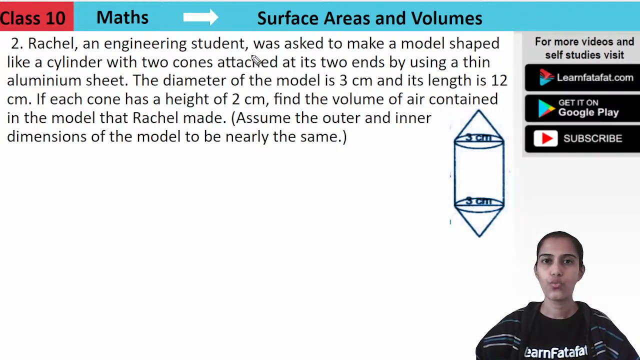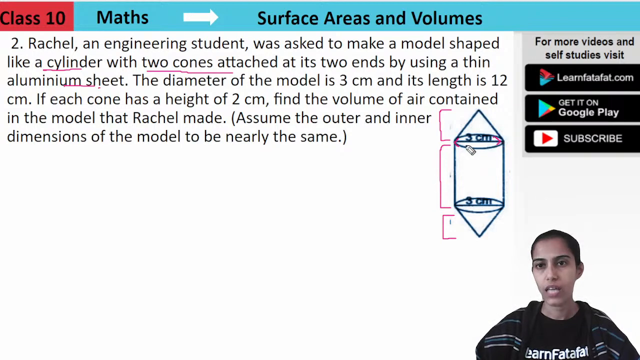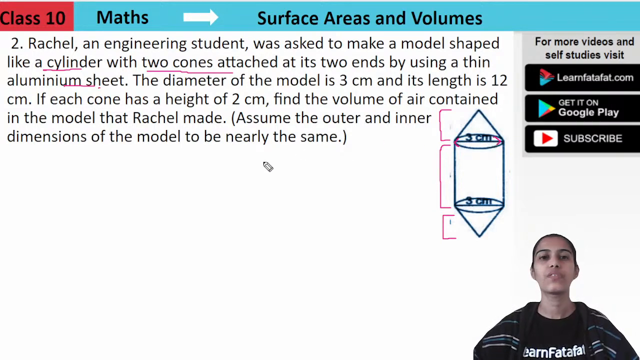ठीक है, so question में बोला है Rachel, an engineering student, was asked to make a model shaped like a cylinder with 2 cones attached at its 2 ends. So see, this part is a cylinder and 2 cones attached at the 2 ends. ये है पहला पार्ट, ये कोन ऊपर और एक नीचे के एंड पे एक कोन है. So 2 कोन है, बीच में एक सिलेंडर है. By using a thin aluminium sheet, diameter of the model is given 3 centimeter. So यहाँ से लेके यहाँ तक ये पूरा 3 centimeter दिया है.